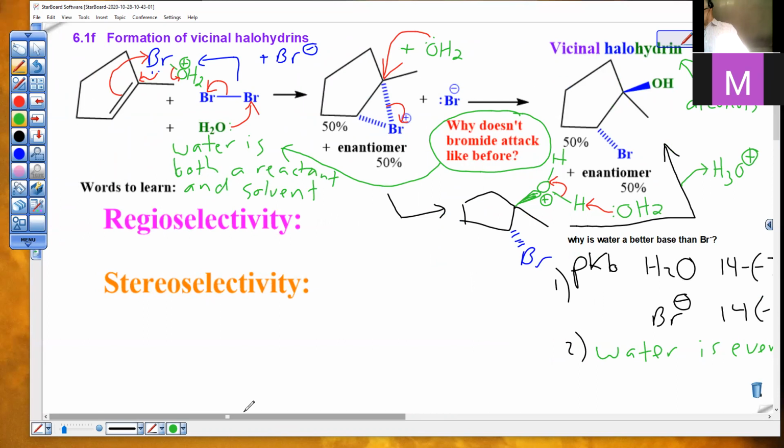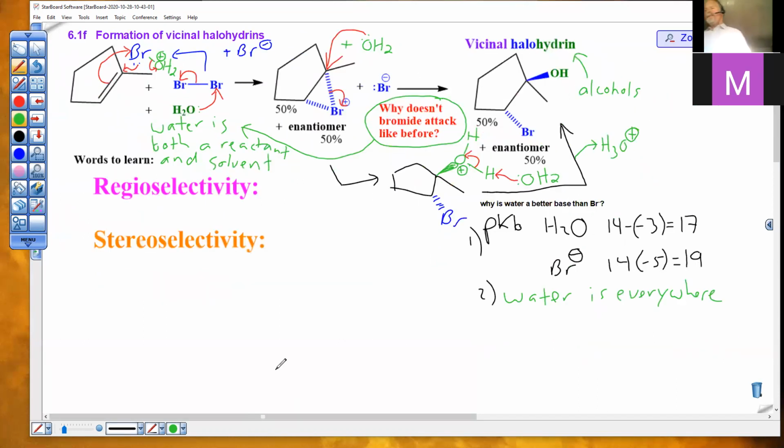And can we do a quick review of regioselectivity and stereoselectivity in this reaction? Why is it called Markovnikov? The electronegativity of oxygen is 3.5. The electronegativity of bromine is 2.8, sorry. The more electronegative atom on the more substituted carbon is called Markovnikov. And the reason was we did a backside attack on the more substituted carbon with this water. Stereoselectivity, the new groups, one is up and one is down. We call that anti.